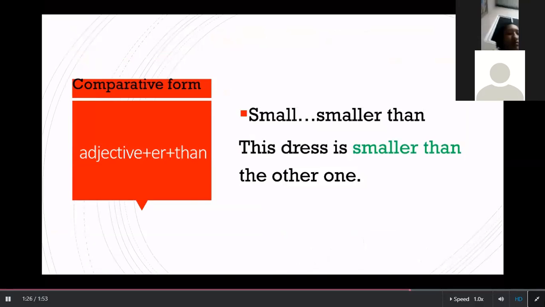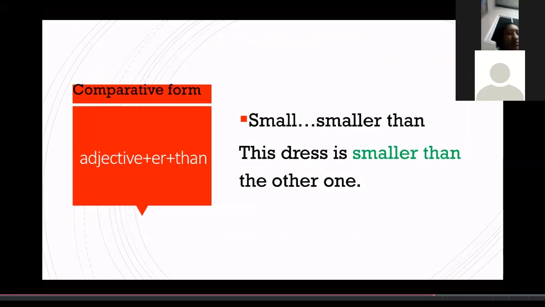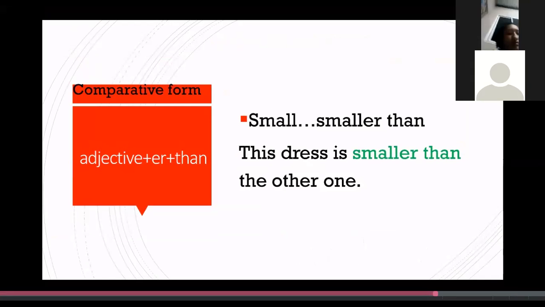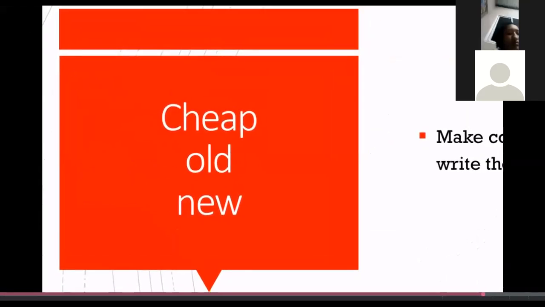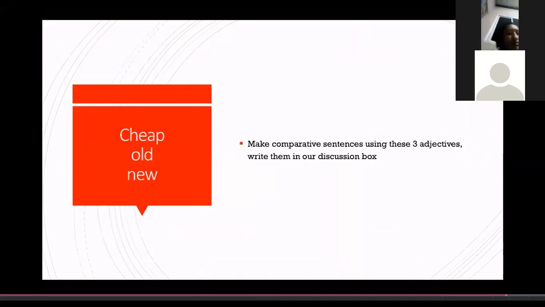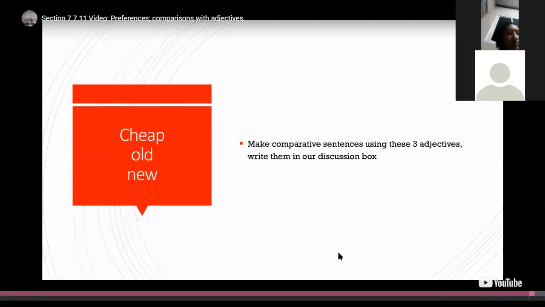Small, smaller than. This dress is smaller than the other one. I recommend for you to study the adjectives in English in their comparative form, so you're able to compare anything you want. I also want you to work with these: cheap, old, and new. These are adjectives. Find out their comparative forms and make comparative sentences using these three adjectives. Write them down in a discussion box.